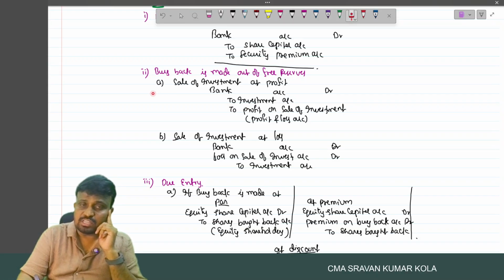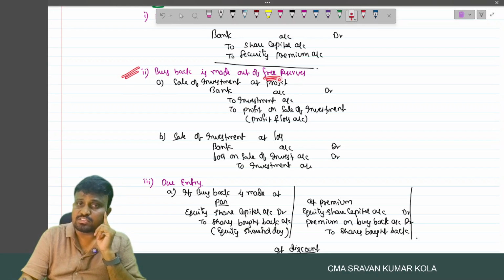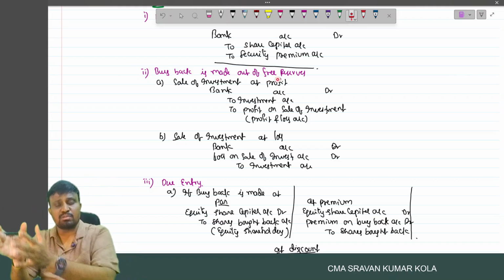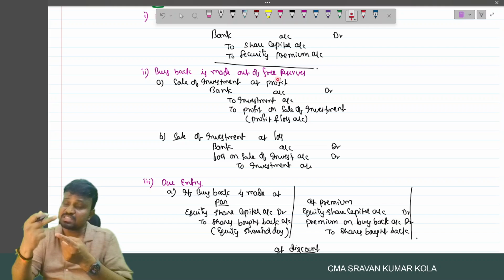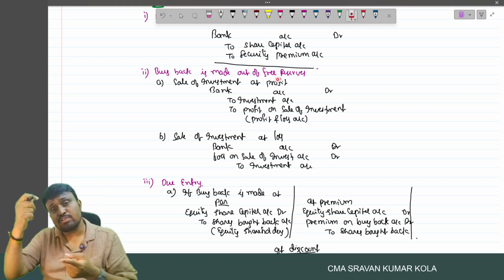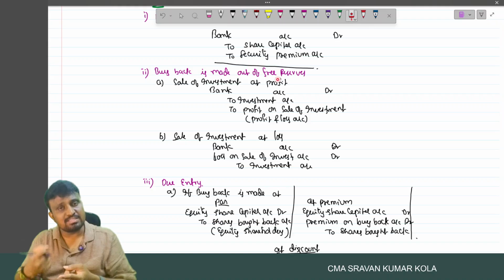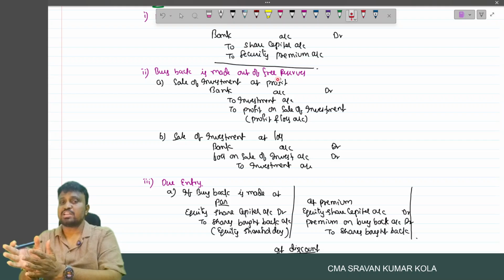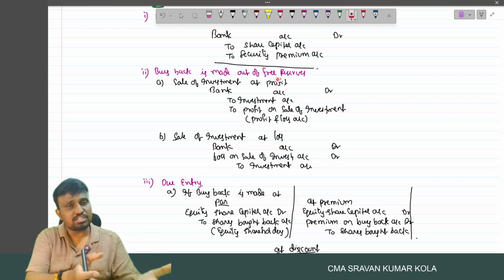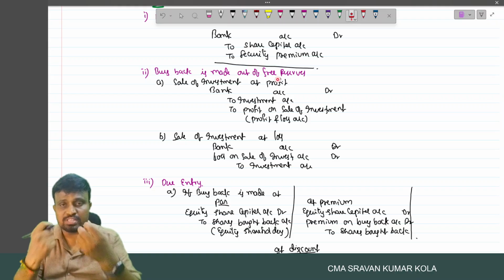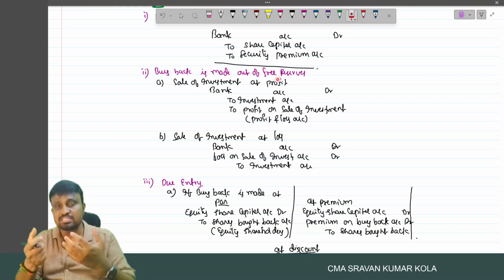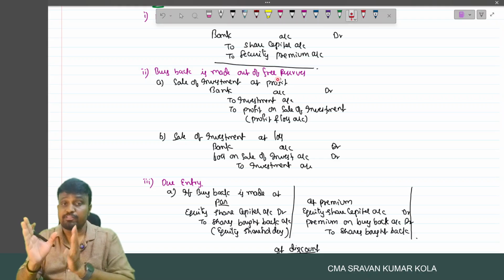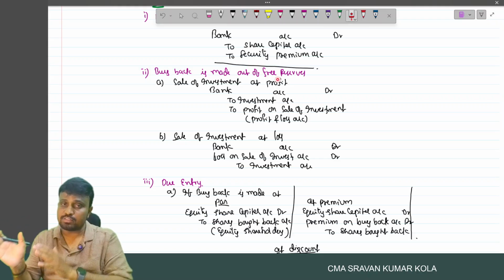And third one is if the buyback is made out of the free reserve. Generally, free reserve is available in the form of what assets? Either we have surplus cash, or one of the assets has to be sold and the amount realized, and that amount will be used for doing the buyback. If the surplus cash is there, then no need to write the additional entry if no asset has been sold and the details are not given in the problem. If any asset has been sold, we have to write the entry for that.